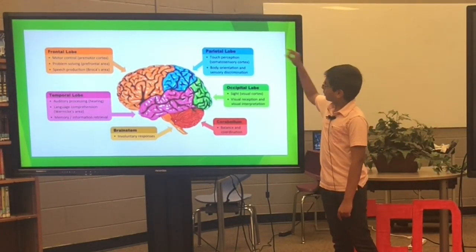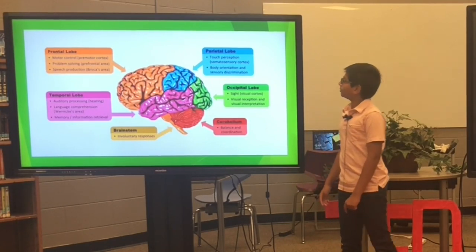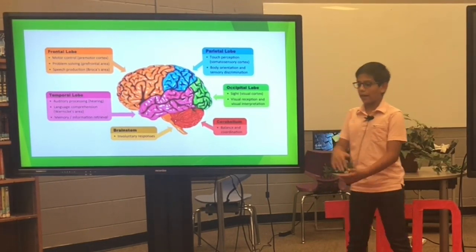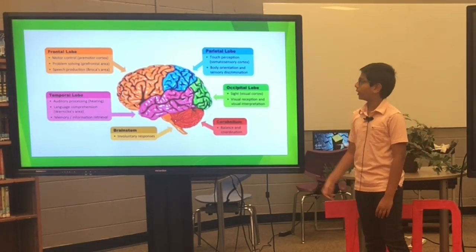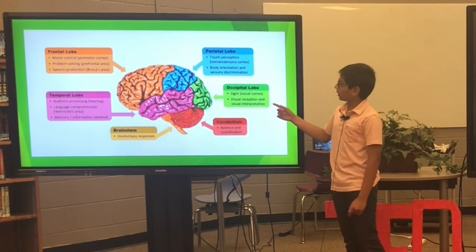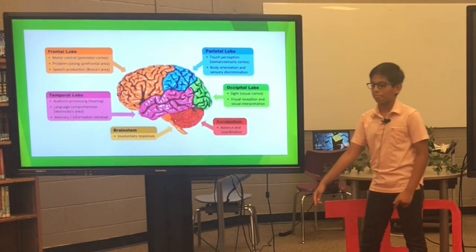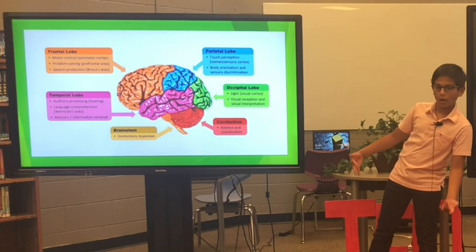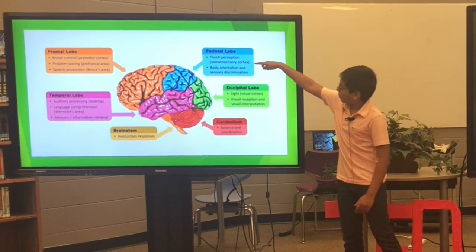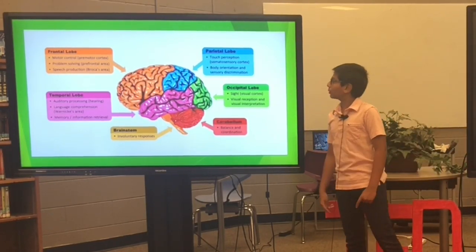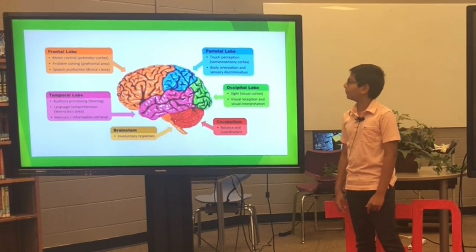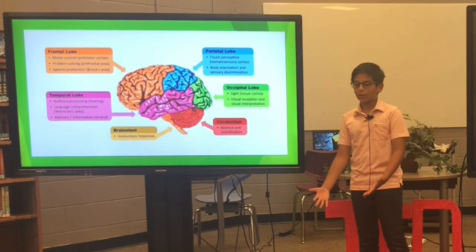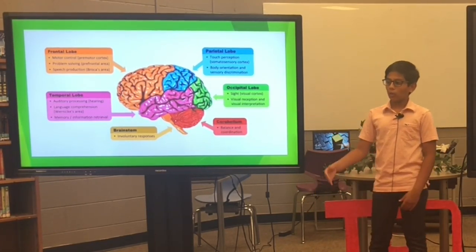And next, the parietal lobe, which is the touch perception. So I know what I'm touching, and I know how it feels. Also, body orientation and sensory discrimination. If I was leaning sideways, I know I'm leaning sideways because of my body orientation and what the parietal lobe does. It lets me understand. Also, sensory discrimination. I know the difference between soft and hard, wet and dry.